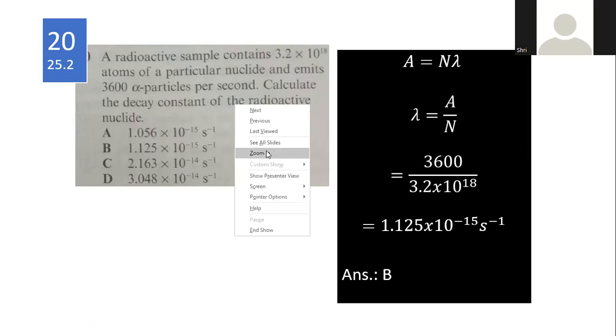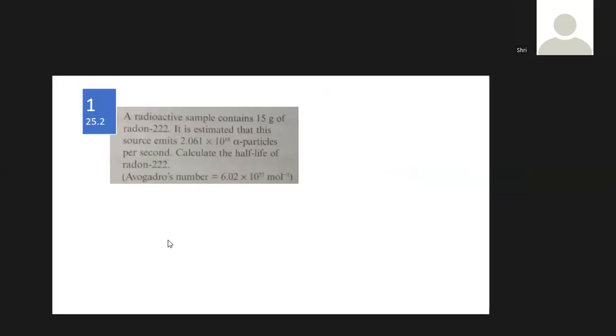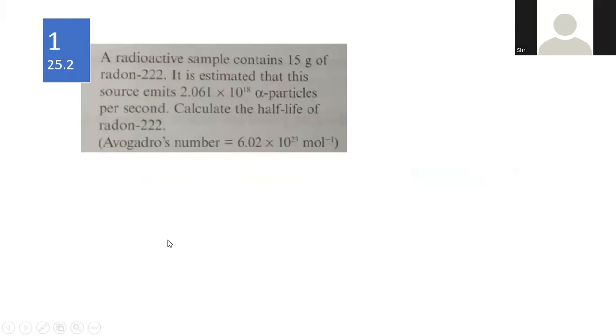Okay, if no question, let's go to structure question. A radioactive sample contains 15 grams of radon 222. It's estimated that the source emits 2.061 times 10 to the power 18 alpha particles per second. Calculate the half-life. Same as what we just did. Have a go and tell me the answer.